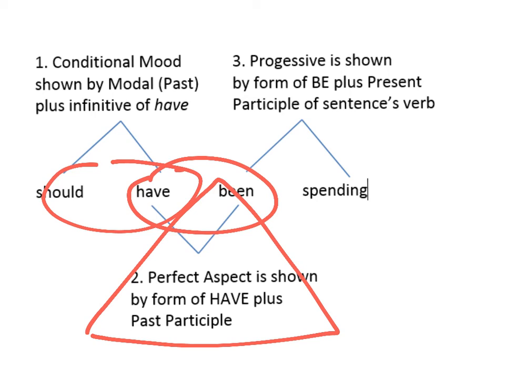Thirdly, we have progressive aspect shown by the form of the verb be, been here, okay, which had been the past participle for the perfect aspect, plus the present participle of the sentence's verb. So that's as complicated as a verb string can get, and you won't see that very often, but it is something that you need to be aware of and be looking out for.